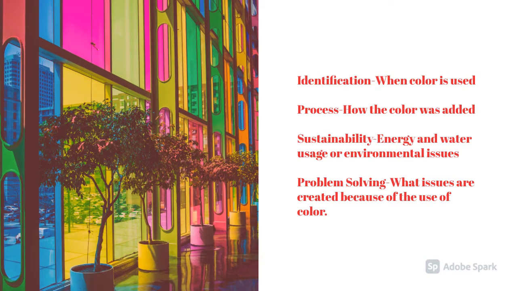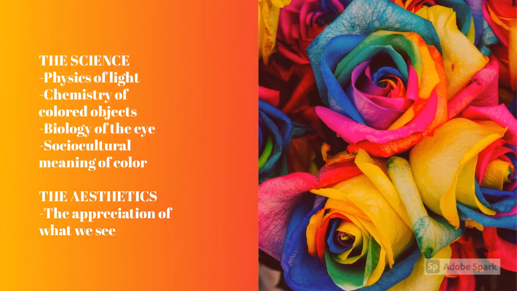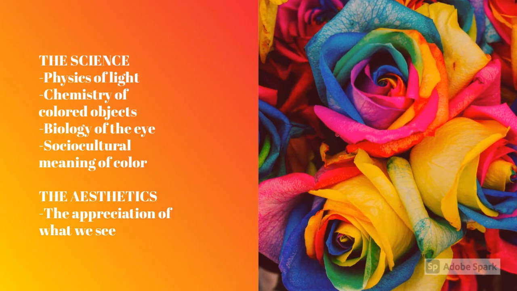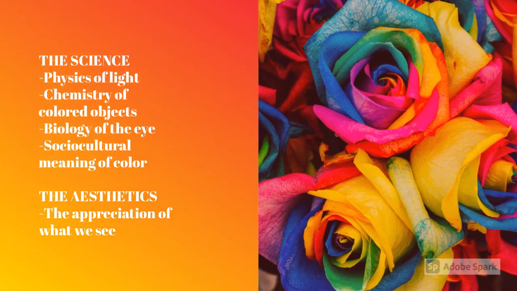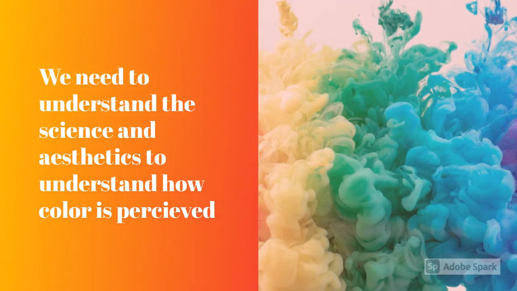So first, we're going to start with color theory. Color theory is a complex phenomenon that combines some science, right? It combines the physics of light, the chemistry of colored objects, the biology of your eye, and then some behavioral science in terms of social or cultural meaning of some colors. And then, of course, the aesthetics. And the aesthetics is just the appreciation of what we see. And these elements interact to determine what is seen and, more importantly, how it's perceived.